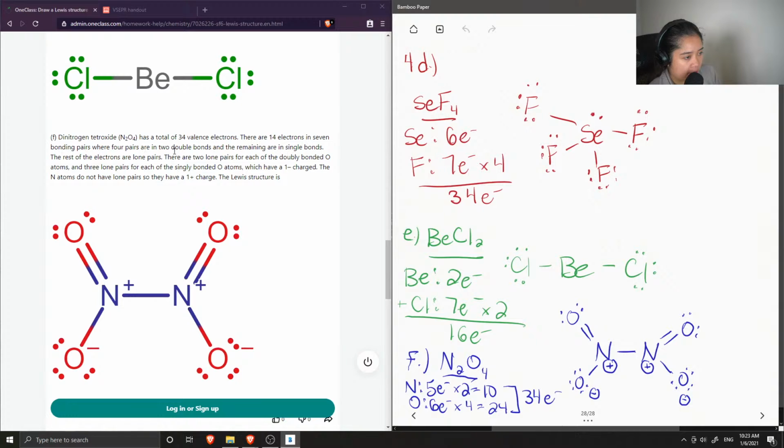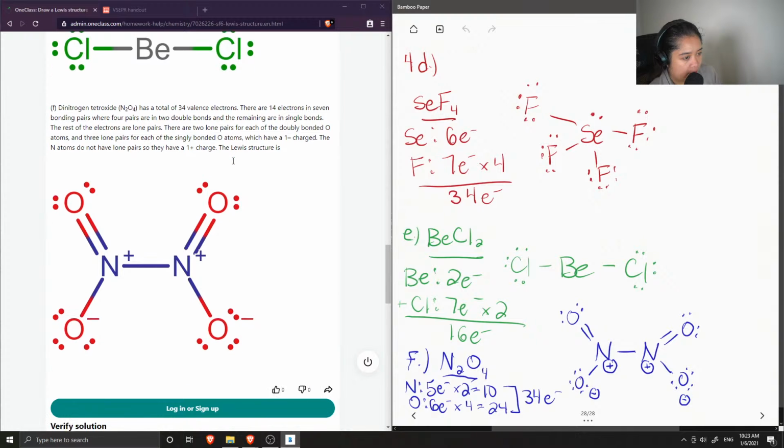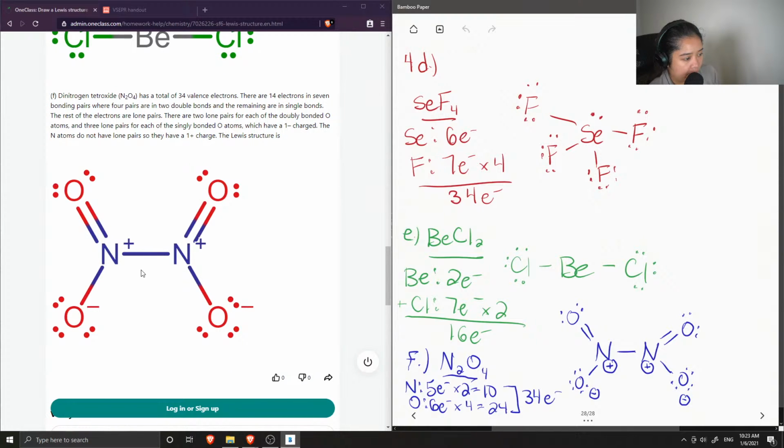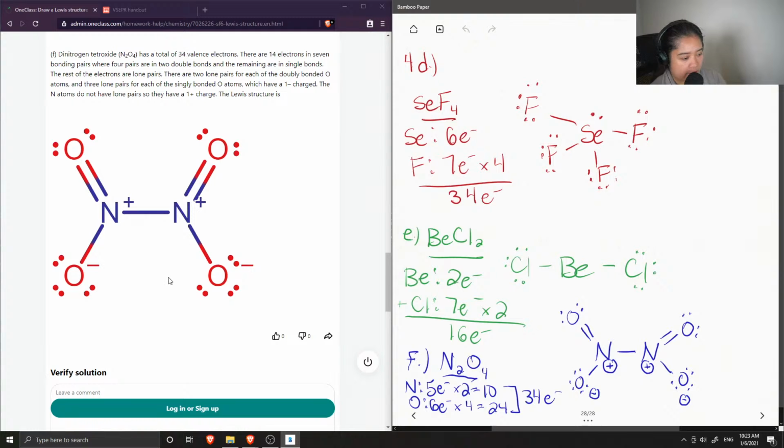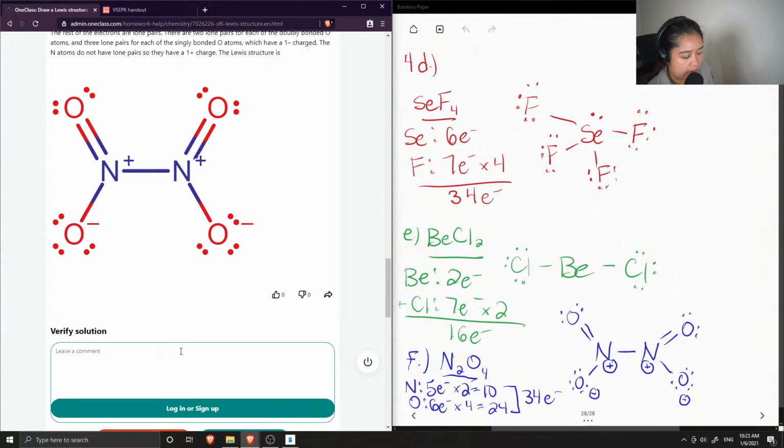Dinitrogen tetroxide has 14 in the bond pairs and 4 pairs are in 2 double bonds. Yep. And then they show how the charges would cancel each other out. So this is correct as well. So this solution is correct.